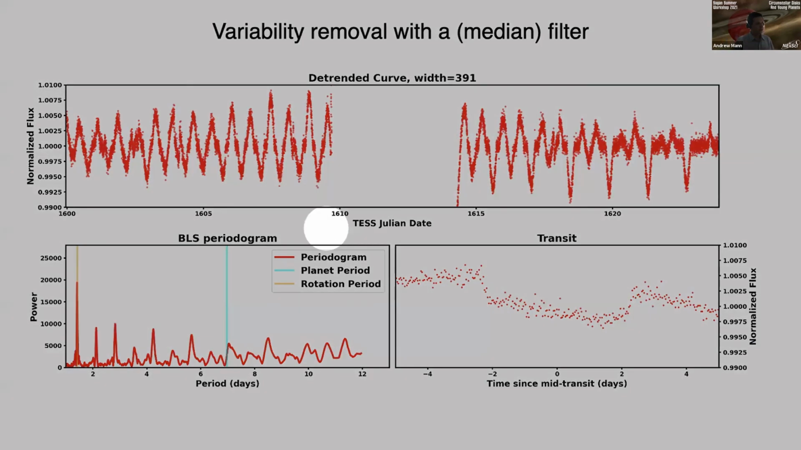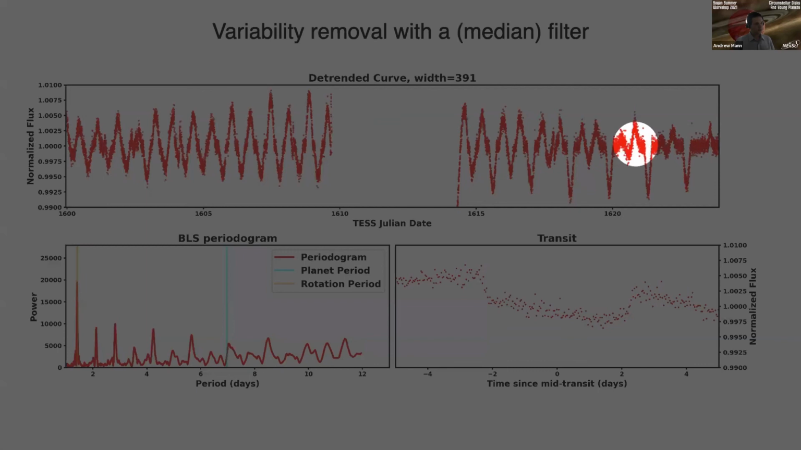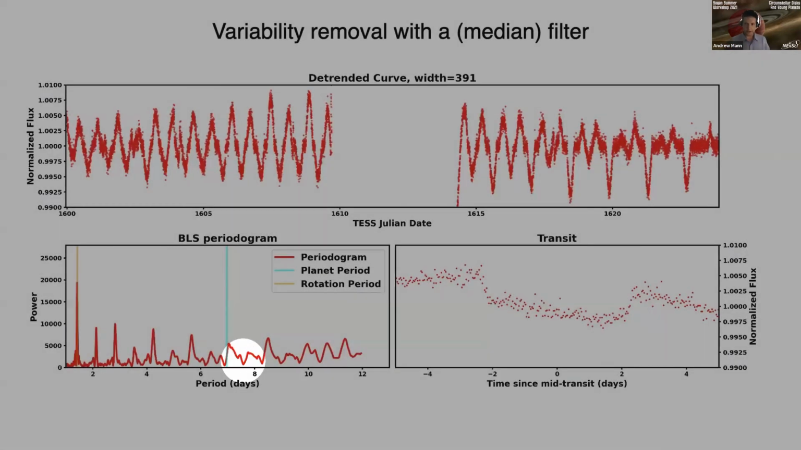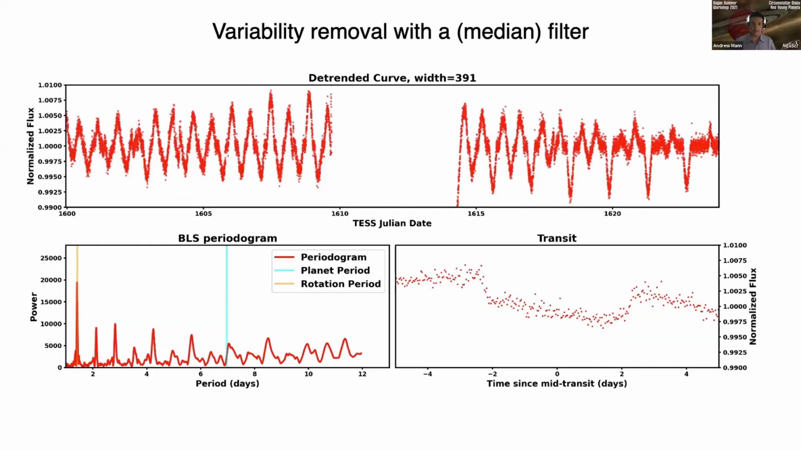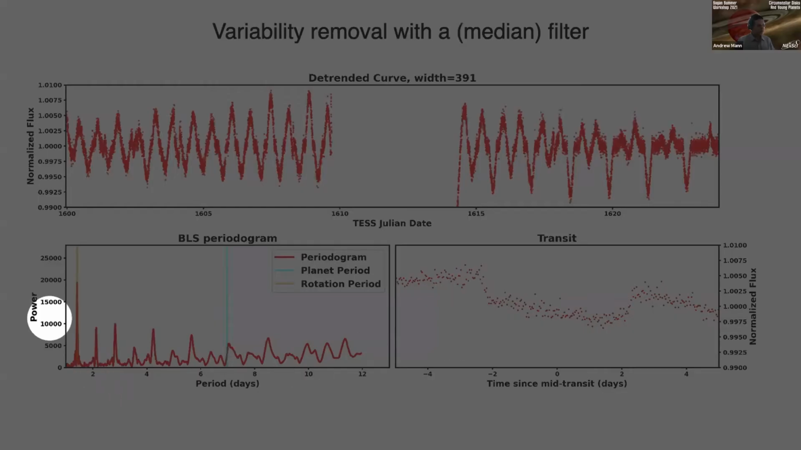This is the full light curve of what I just showed you, the top light curve. This is the full data from TESS. And what I've done here in the bottom left is I've run a BLS periodogram. This is a common technique for detecting transit-like periodic signals. And I have the transit here in the bottom right, but in the bottom left, I've marked where the rotation period of the star and the planet period are.